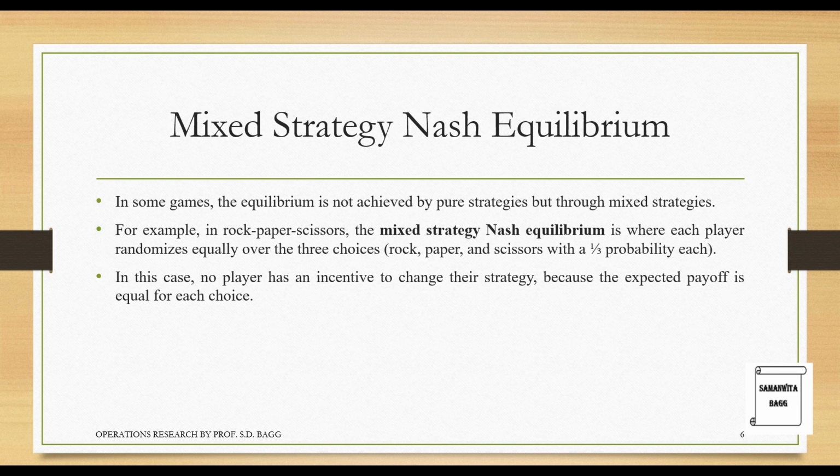Mixed strategy Nash equilibrium. In some games, the equilibrium is not achieved by pure strategies but through mixed strategies. For example, in rock, paper, scissors, the mixed strategy Nash equilibrium is where each player randomizes equally over the three choices, rock, paper, and scissors, with a one-third probability each. So there is a one-third probability of winning, one-third of losing, and one-third of being a tie.